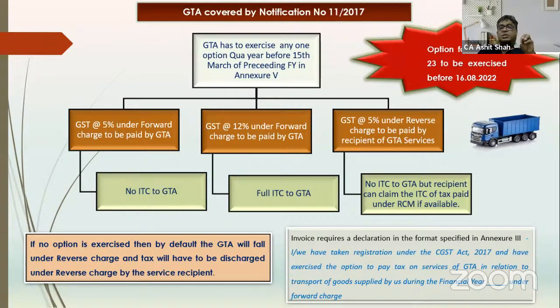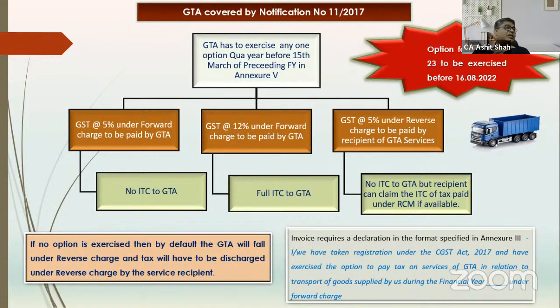Now when a GTA is selecting this option, then in the invoice he has to file one declaration. क्या declaration file करना है? He has to say: I or we have taken registration under CGST 2017 and have exercised the option to pay the tax on service of GTA in relation to transport of goods supplied by us during the financial year under forward charge. ये उसे declaration देना है, बराबर है.